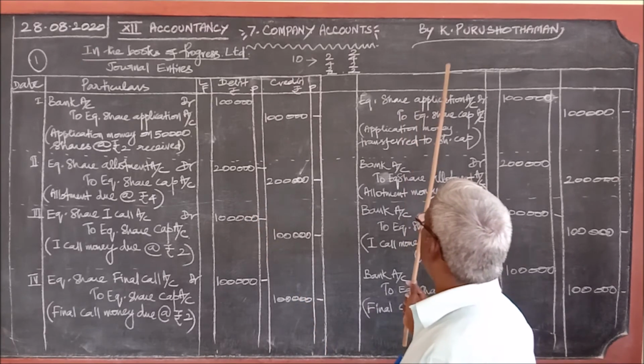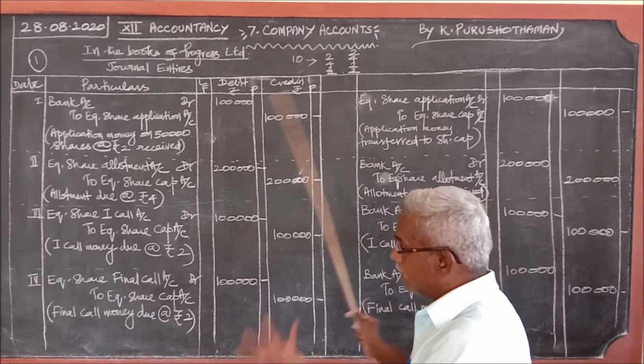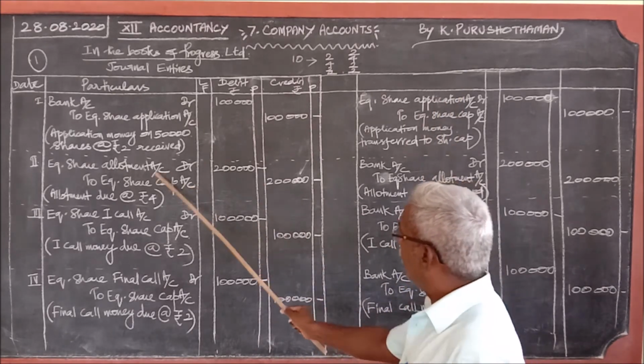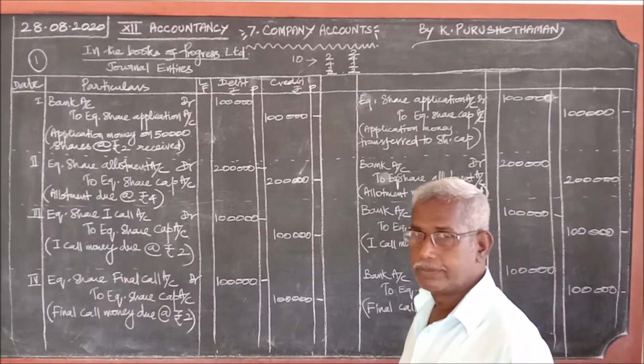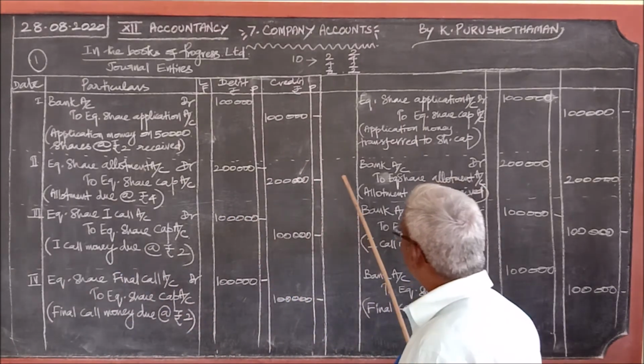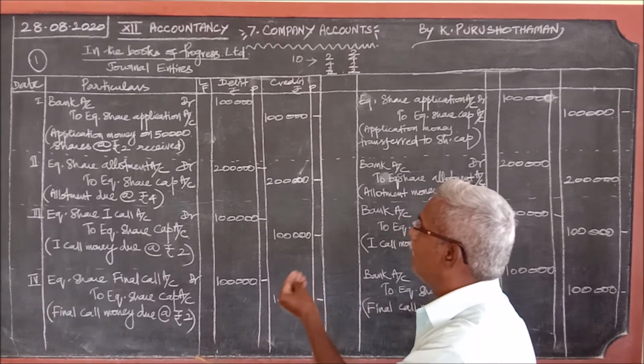Here what is it? Equity share application. This is the application stage. This is the allotment stage, so what? Equity share allotment account debtor to equity share capital account. That's all. So for the third and fourth stage, you only change the name of the stage.